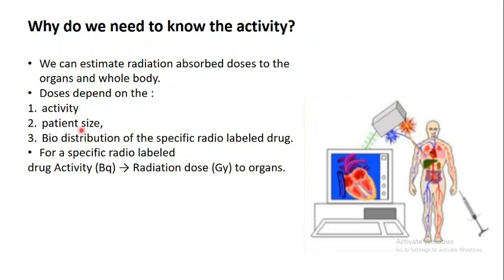Dose depends on the activity, patient size, and biodistribution of the specific radio-labeled drug. For a specific radio-labeled drug activity, there is a radiation dose to the organ. So these are the different factors that the dose received by a patient's body depends on. To calculate all these factors, we definitely need to know how much activity we initially injected into the human body.